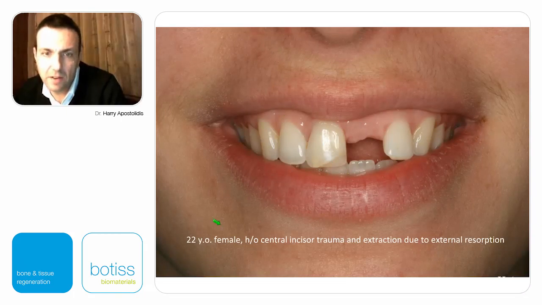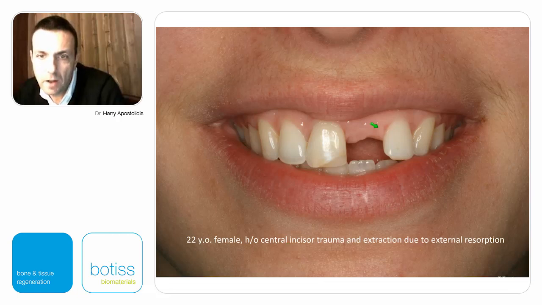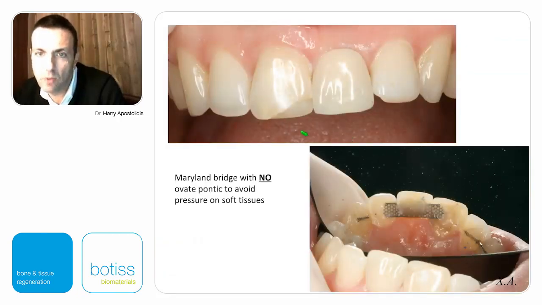Another case, again a young female, history of central incisor trauma and extraction due to external resorption. Look at this healthy tissue. I want that healthy tissue when I do my surgery. I don't want concavities. I don't want ovate pontics. Try to avoid ovate pontics when you do interim Maryland bridges. So how do we reconstruct that with an interim prosthesis up to the surgery? We do a Maryland bridge with no ovate pontics to avoid pressure on soft tissues. We want healthy soft tissues for the surgery.